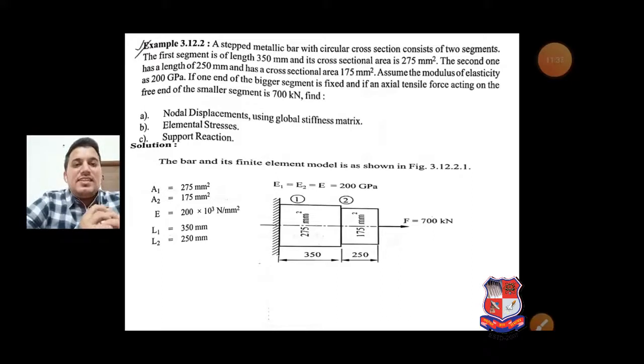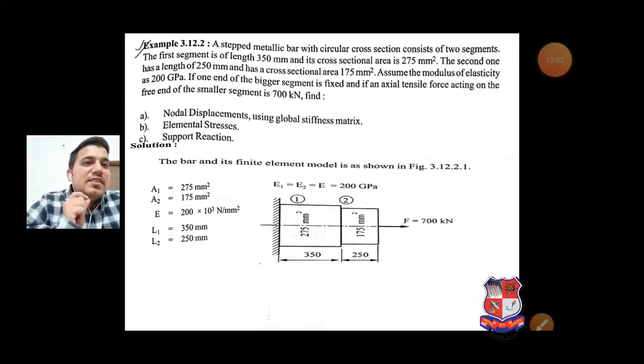Let's start the next example. We are taking a similar example of the potential energy method. Now let's see. We have one example. The data is a stepped metallic bar with circular cross section consisting of two segments. So here there are two segments, two steps.